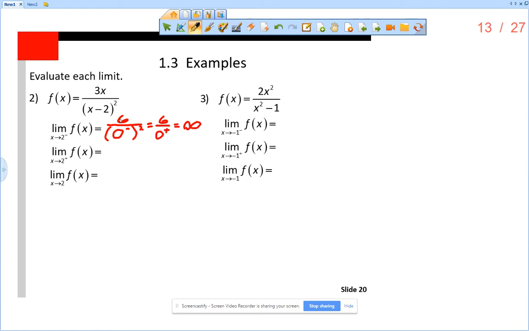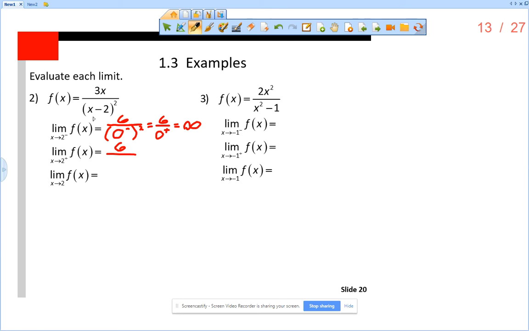So once again, the numerator is still approaching 6. It doesn't matter from the left or from the right, because from the left of 6, like 5.9, or from the right of 6, 6.1, those are positive numbers regardless. So we're approaching a positive non-zero number, which is 6.